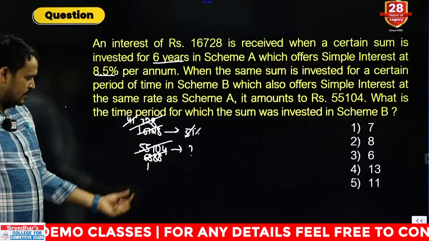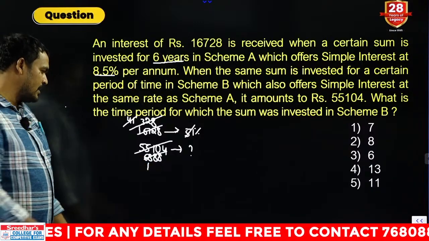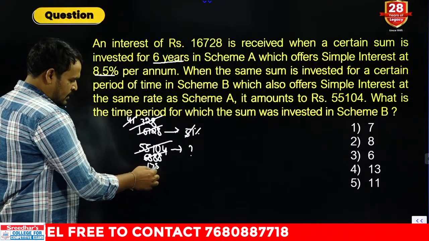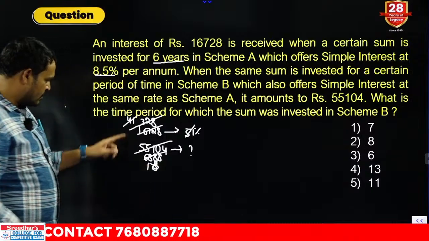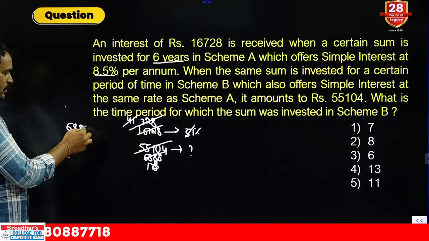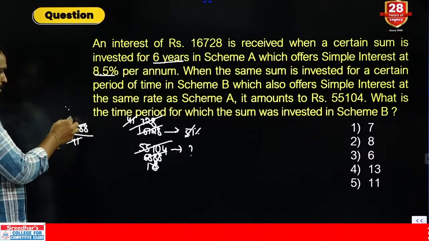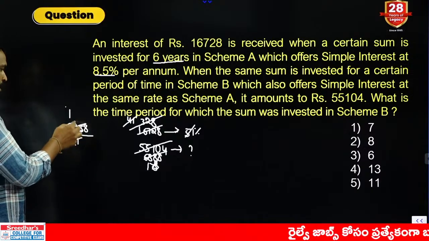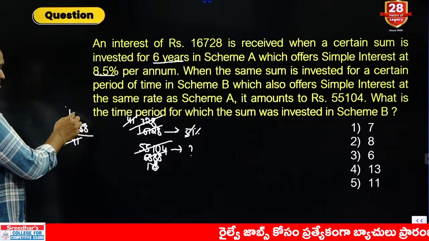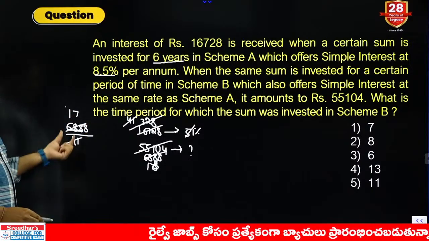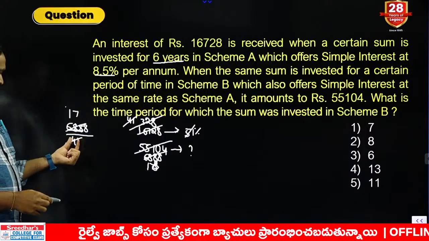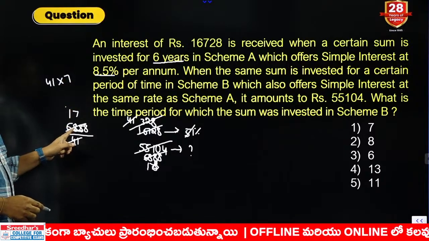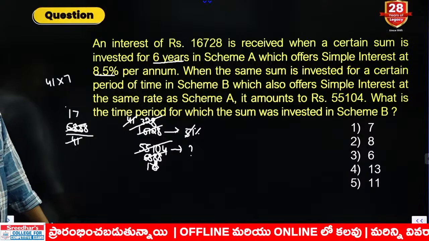41 ones are 41, remaining 27. 278 means 7 times. Again how many times? 6,888 divided by 41. 41 ones are 41, remaining 27. 278 means 41 almost 7 times, which is 287. Simplify this one, and we get the percentage.